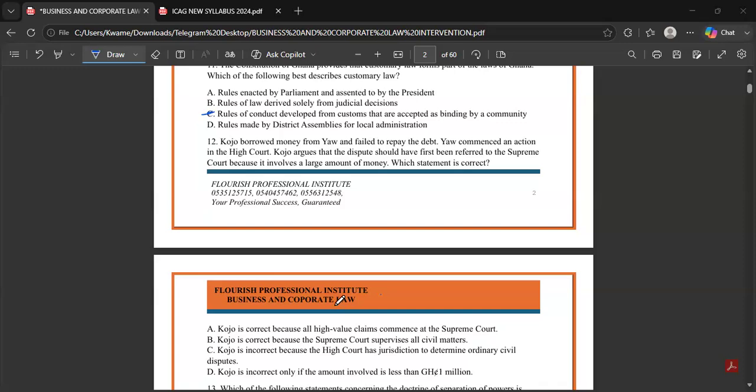Well, I'll urge you, I'm not really remembering, trying to remember, I'm not remembering. I'll urge you to look into the D. Ojo is incorrect only if the amount involved is less than 1 million. You should look into the D and determine the various amounts.